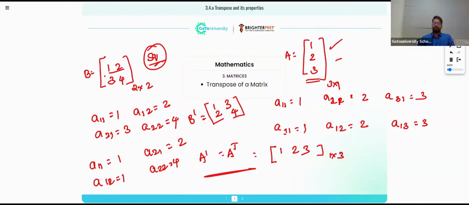So a column matrix became a row matrix when it is transposed, whereas a square matrix remains a square matrix. Only the diagonal elements will remain in the same place, whereas 2, 3 are interchanged here, right? So what is the meaning of transpose then? Let's see the definition. With the example, we understood what is transpose and how we theoretically define the transpose of a matrix. Let me erase this.